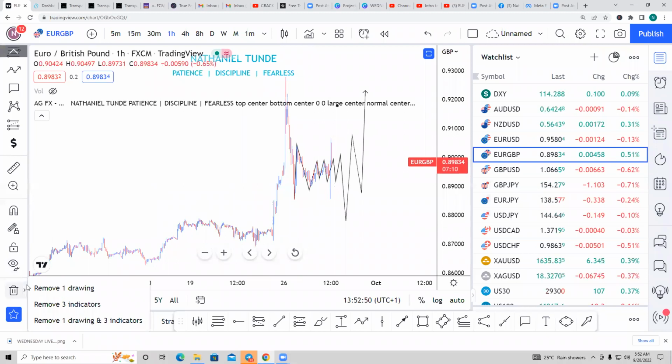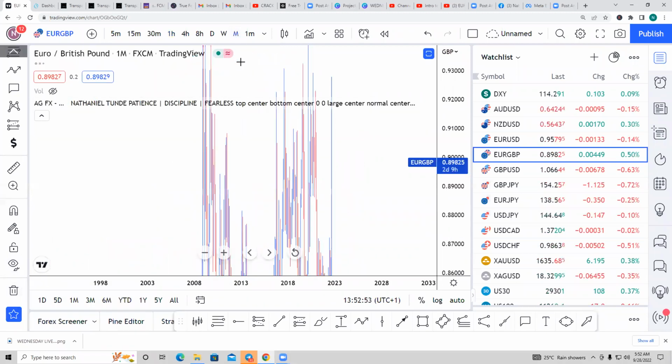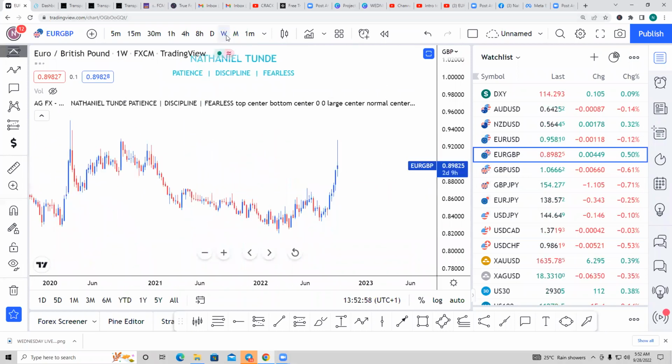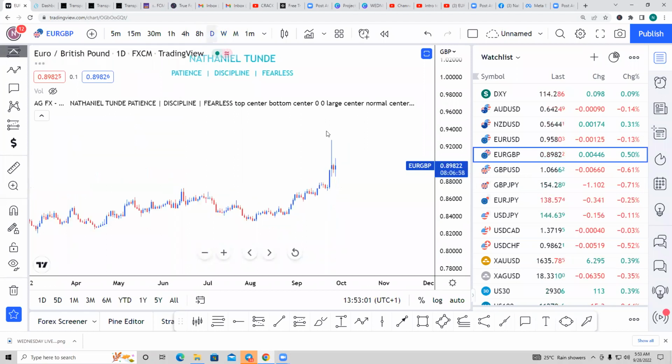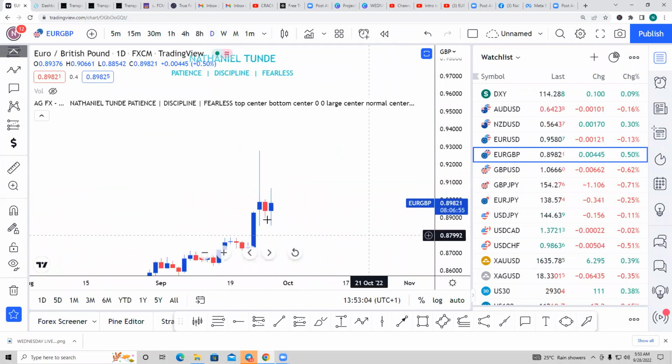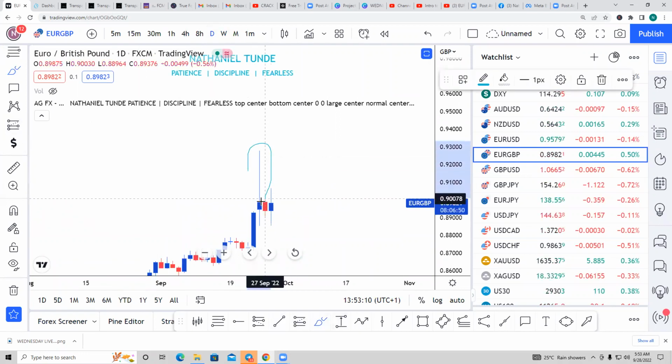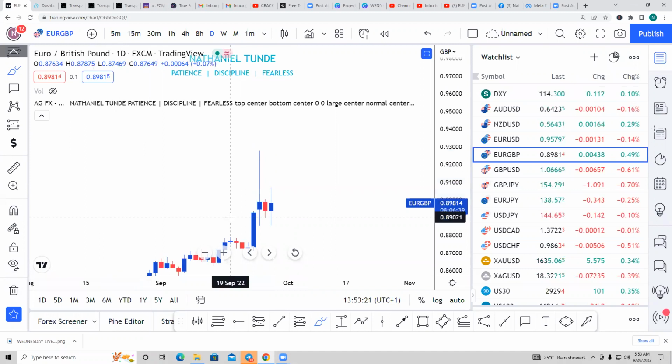Euro GBP. If you look at this pair right from monthly to weekly, you see that it's bullish. Weekly is bullish too. Daily. Okay, can you see? Sooner or later, you are going to know that this move to the upside is just a fake move. The market is still going there. It took people all the way to the upside and dropped them. Many people lost a lot as a result of this move, but thankfully I was able to make a decent profit from it.